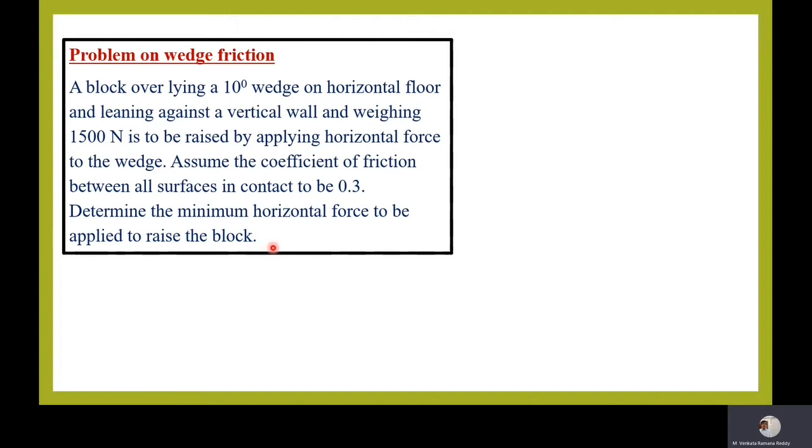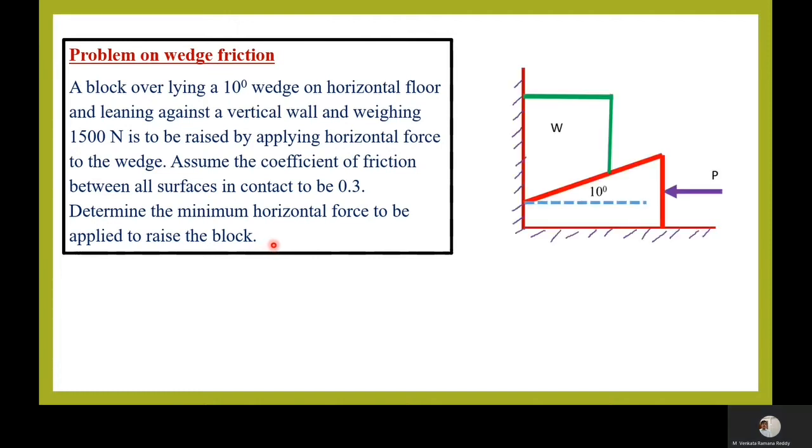Now we'll draw the diagram related to this problem. This is the floor and this is the wall and this is the block to be raised. This is the wedge. P is the applied force.